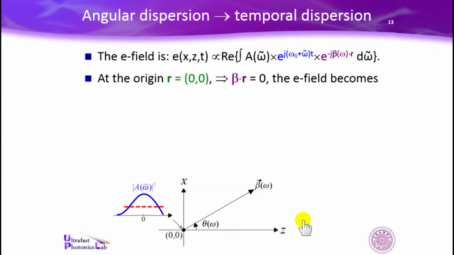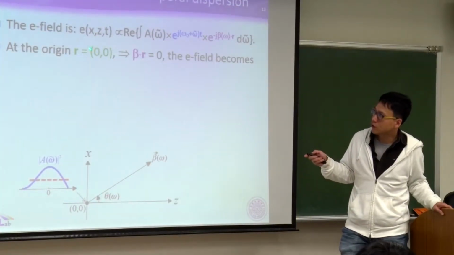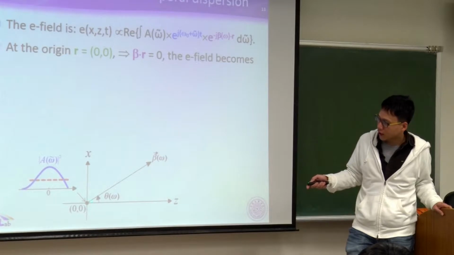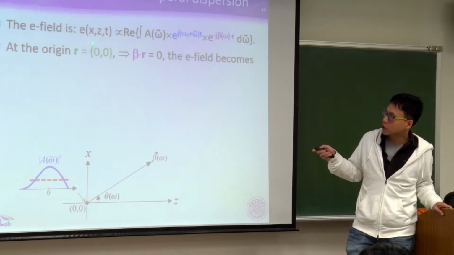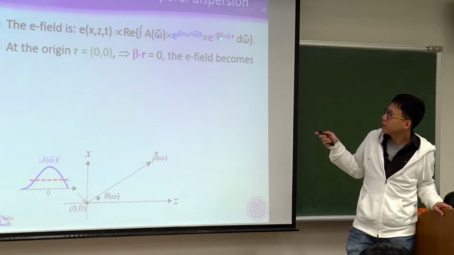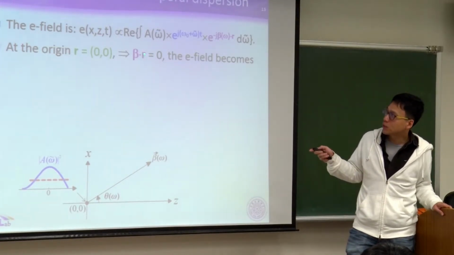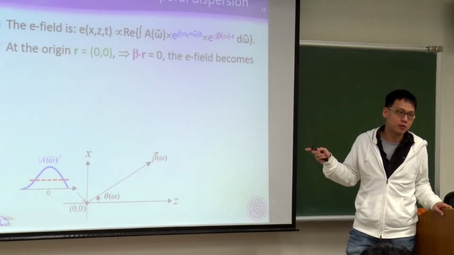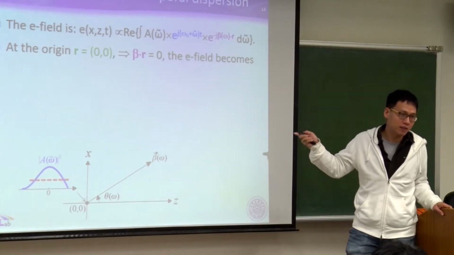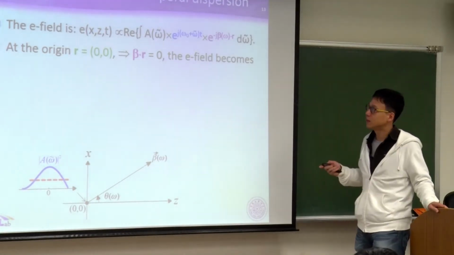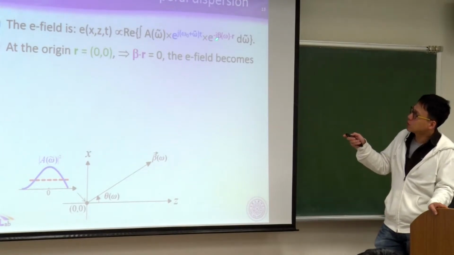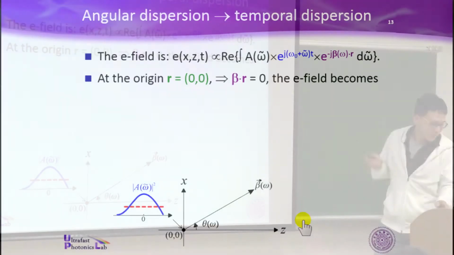Then let's check two spatial points. The first one is the origin, 0, 0, which is here. If you substitute x equals 0, z equals 0, then beta dot r should be 0 always, because your position vector r is 0, 0. So no matter what beta is, the inner product is always 0. If this is 0, this term can be dropped, right?